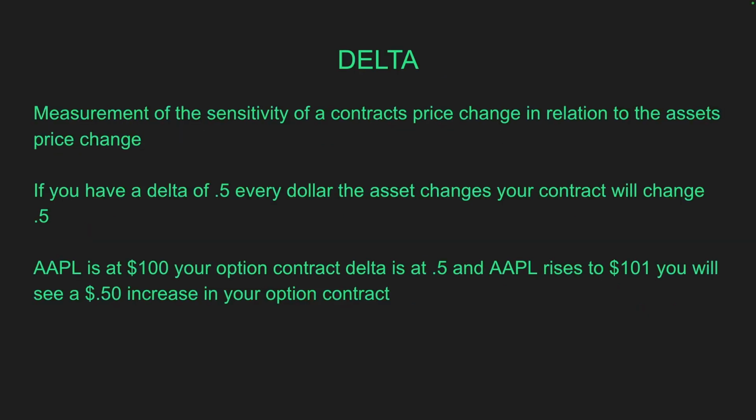So now we're going to get into delta, which I just showed you before on my thinkorswim. It's the measurement of the sensitivity of the contract's price change in relation to the asset's price change. If you have a delta of 0.5, every dollar the asset changes, your contracts will go up 50 cents. So if Apple's at $100 and your option contract delta is at 0.5 and Apple rises to $101, you will see a 50 cent increase in your option contract.